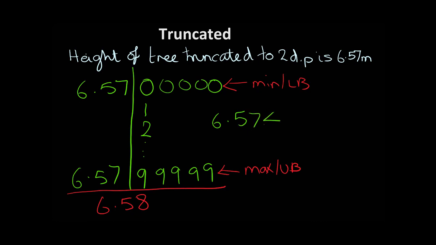6.57 less than or equal to, I'll use H for height, is less than 6.58. So the minimum height this tree could have been would have been 6.57 meters exactly. The maximum it would have been is 6.57 with a whole bunch of 9s, but if we were working in a more practical situation, we'd call that 6.58.